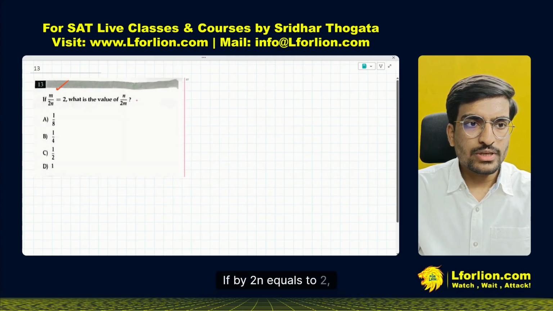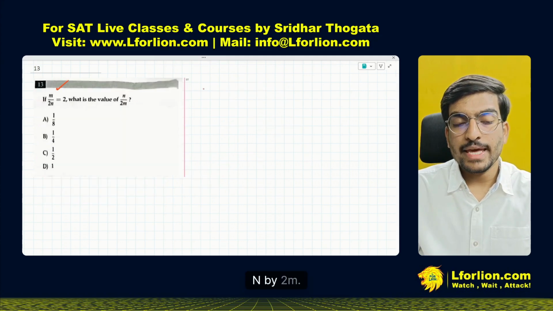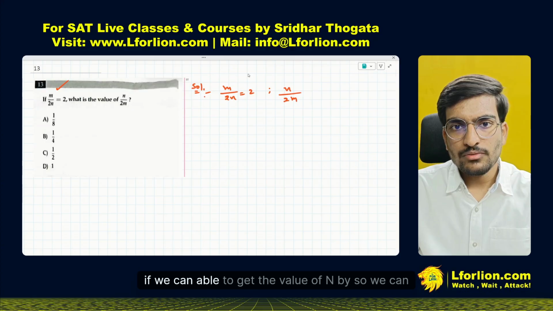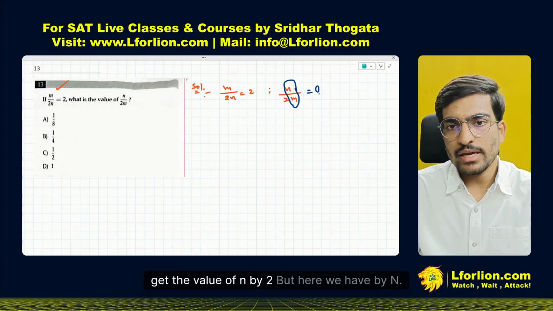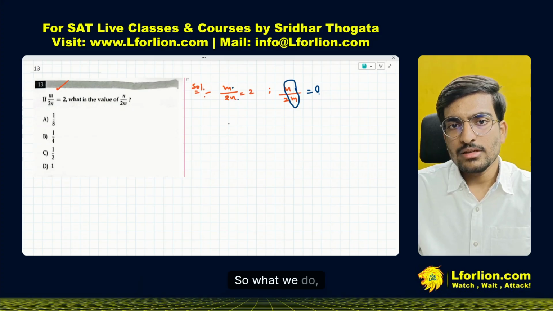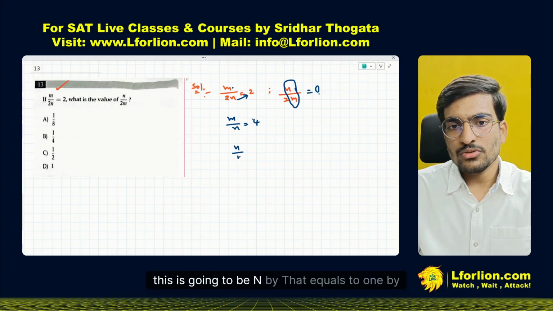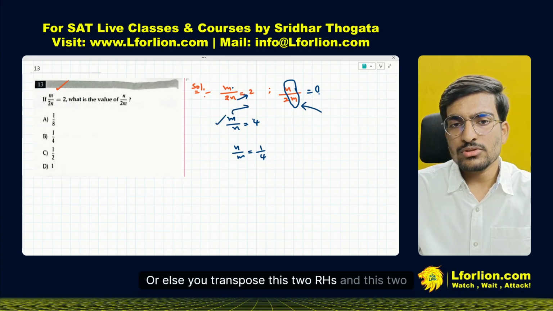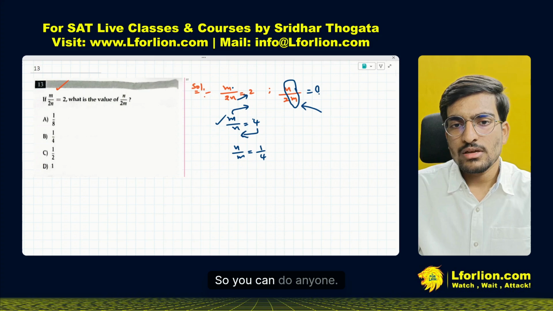If m by 2n equals 2, what is the value of 2 by n by 2m? So m by 2n equals 2, asking us for the value of n by m. If we can get the value of n by m, we can get the value of n by 2m, but here we have m by n. So what we do, just transpose the 2 and it's going to be 4. Just flip it. If you flip it, this is going to be n by m equals 1 by 4. We want n by m, we don't want m by n. Flip it, or else you transpose this to RHS and this to LHS. So you can do any one.